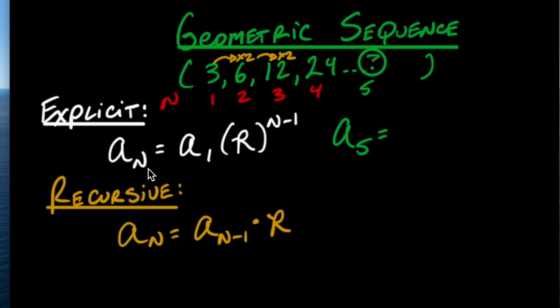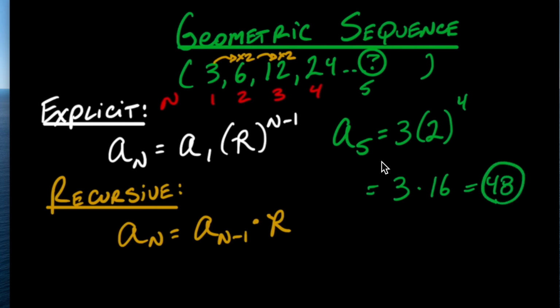A sub 5, the value at 5, is going to be the value at position 1, which is 3, times the common ratio, 2, raised to the exponent that's 1 less than the position you're looking for, 4. 2 to the 4th power is 16. 3 times 16 is 48. And indeed, 2 times 24 is 48, so they match.